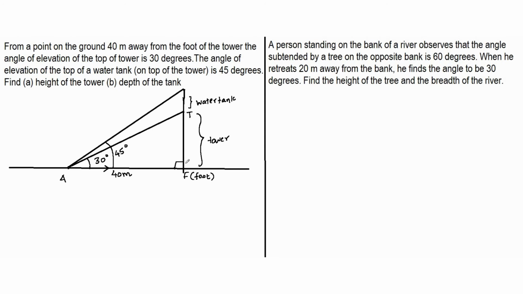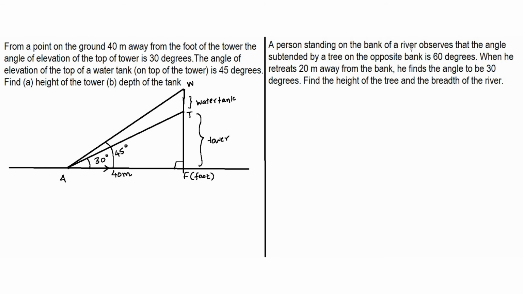Now we have to find the height of the tower. So we have to find FT and also the depth of the water tank. So the depth of the water tank is WT, right? So this is how we have drawn the diagram for this particular question. Let us now try to draw the diagram for the next question and then we will solve both the problems.